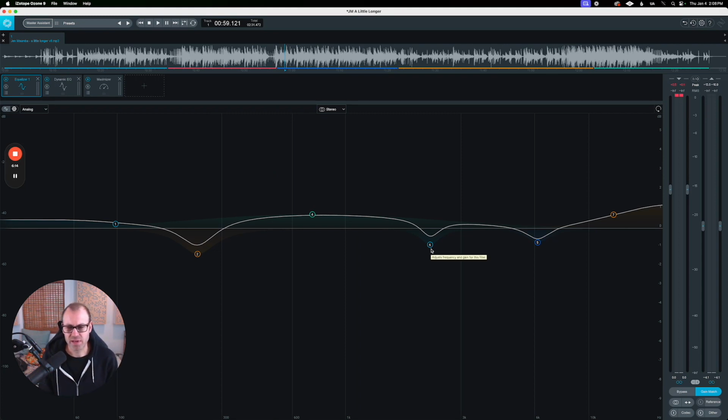So we want to look for instruments that have some of the same frequencies and carve those out a little bit, make a little space so your voice is prominent. So that's one way you can get more clarity in your voice and really hear the articulation of your voice.